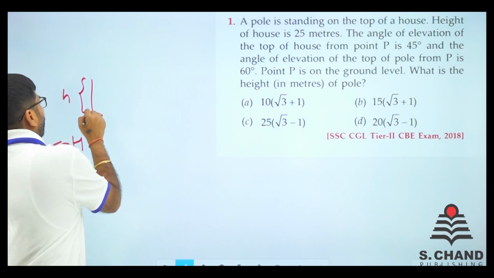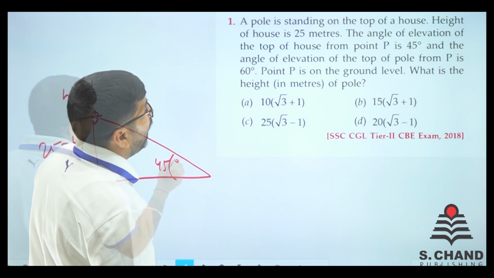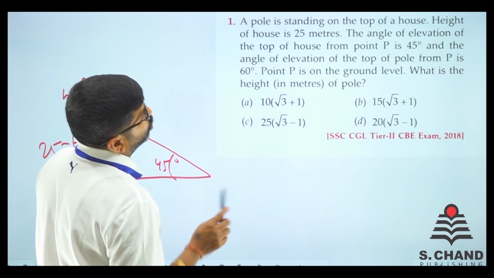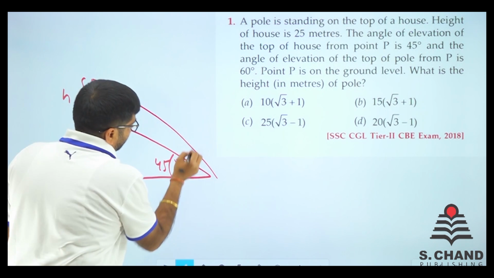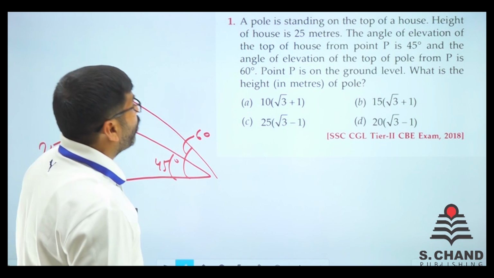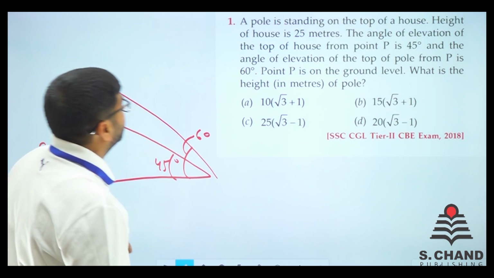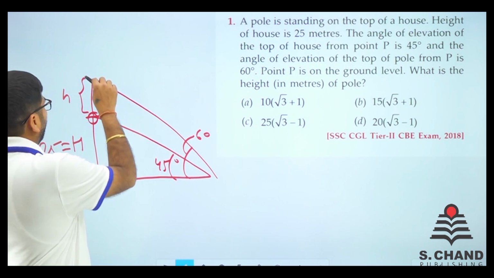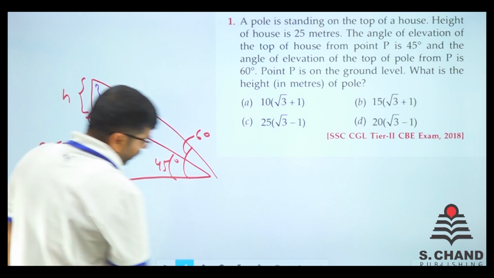From the top of the house, this is 45 degree. And the angle of elevation of the top of the pole from P is 60 degree. So this is 60 degree now. Okay, great. Point P is on the ground level. What is the height of the pole? You need to find out the height of the pole.